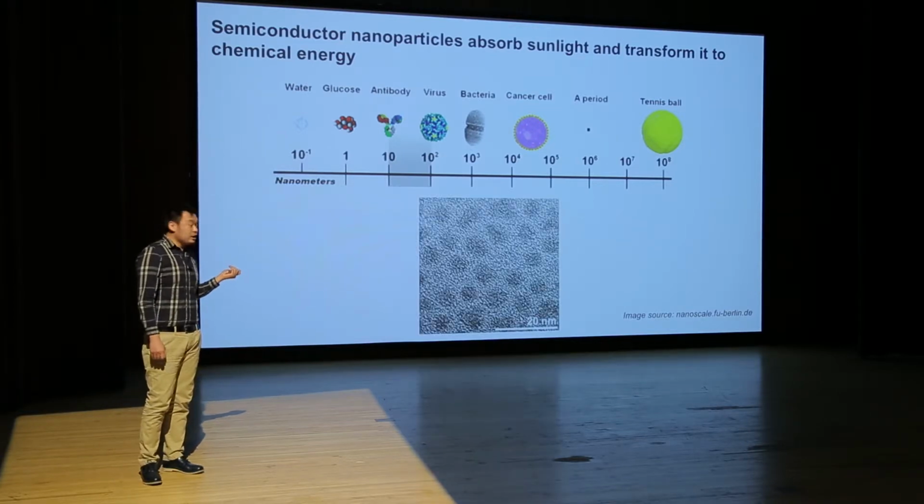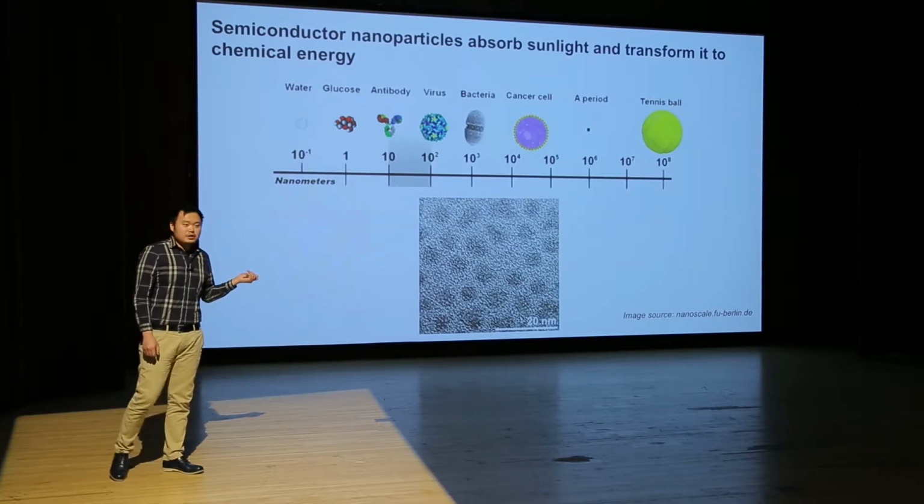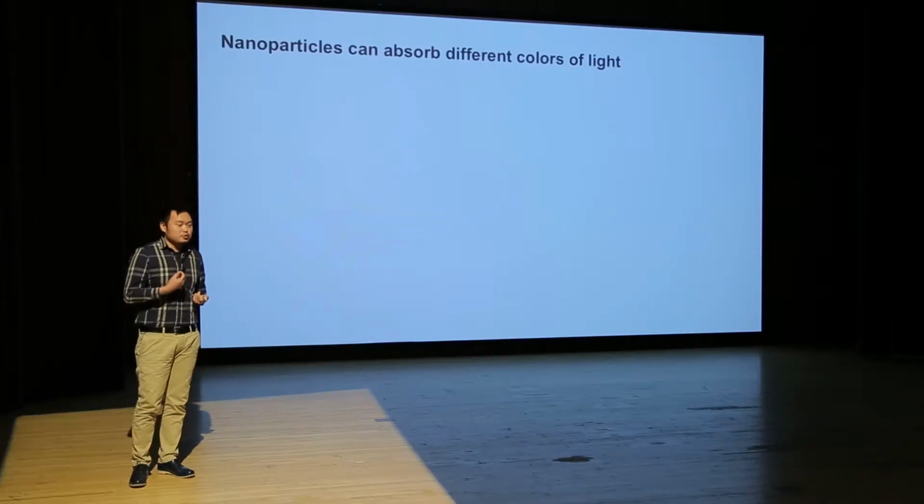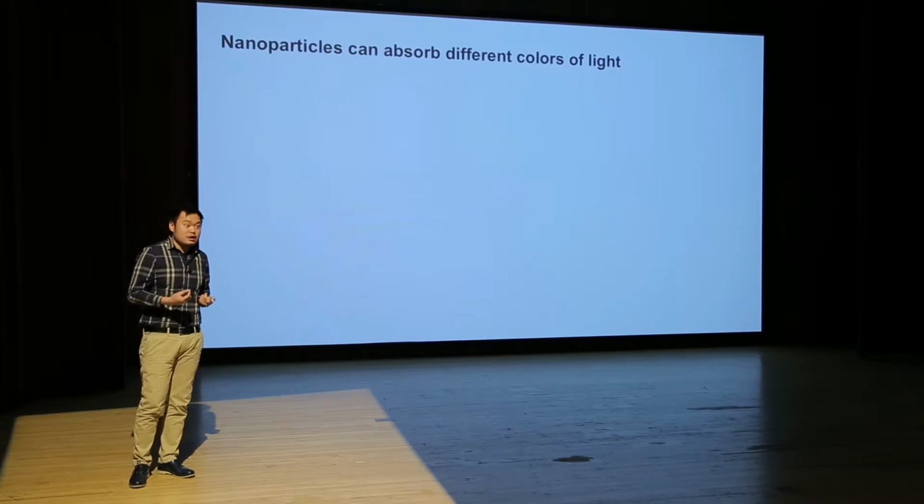Here is what they actually look like. You can see from this picture, they are spherical, and the scale bar on the right bottom is about 20 nanometers. So you can see this nanoparticle is about 10 nanometers in diameter. The reason why these nanoparticles are very efficient light absorbers for this kind of application is because they can absorb different colors of light.